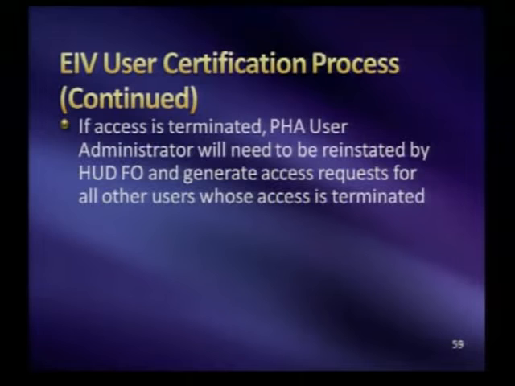If your access should be terminated because you were not certified in time, unfortunately, your user administrator will need to basically go in and do the whole access process all over again, which is assigning the roles, and then your access has to be approved by your local field office. So you can avoid having to wait around for your access to be approved by making sure that everybody's certified by the deadline. Now, if your user administrator loses his or her access and he or she is the only one with the user administrator role, guess what?